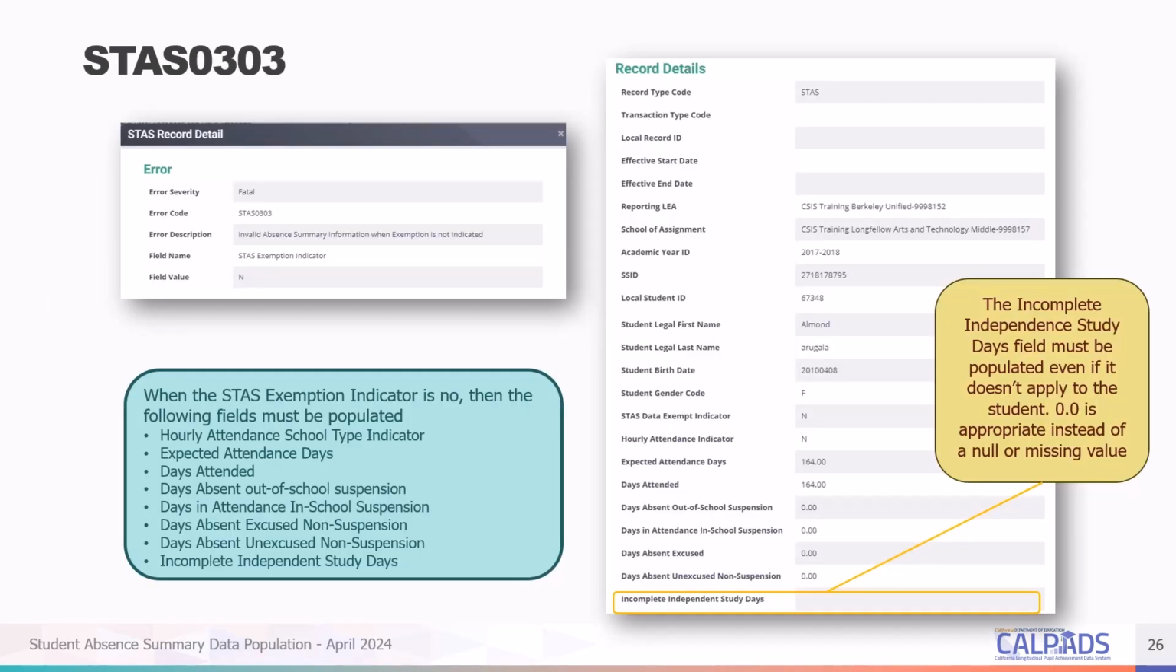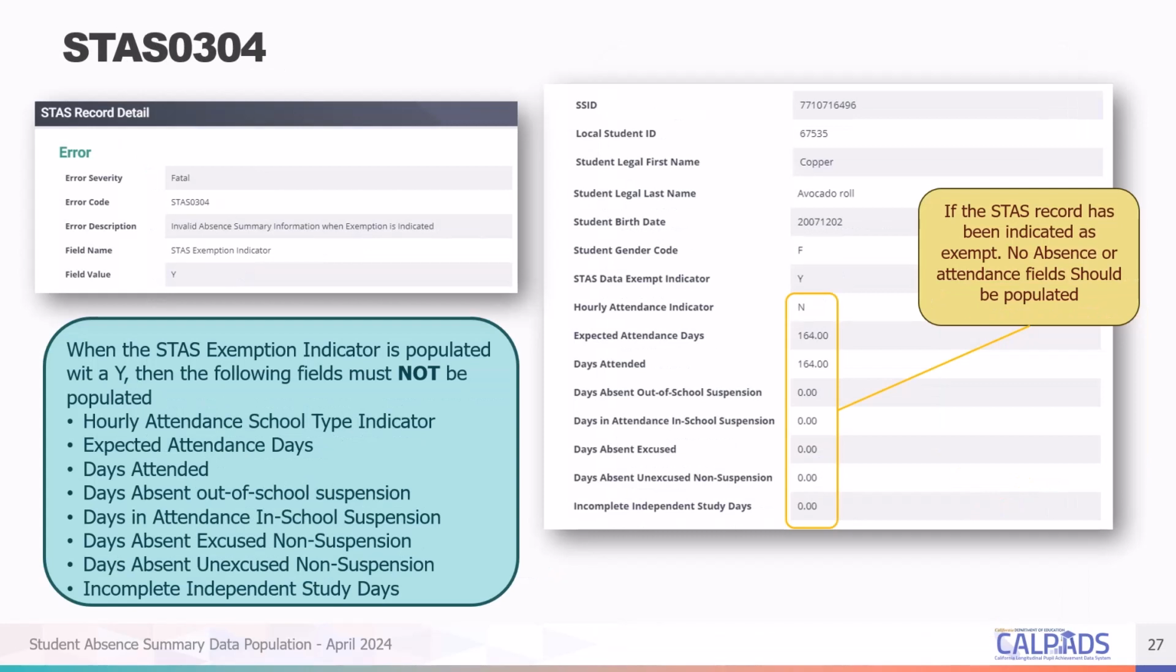The STAS 303, invalid absence summary information when the exemption is not indicated, triggers when at least one of the STAS fields is not populated and the student record has not indicated exempt. The hourly attendance indicator must be set and the remaining fields must be populated with a numerical value if the exemption indicator is null. The STAS 304, invalid absence summary information when the exemption is indicated, triggers when a student has been indicated as exempt, but other STAS fields have been populated. NPS or home hospital students that are exempt only need to have the exemption indicator set in their STAS records. No other data should be populated.